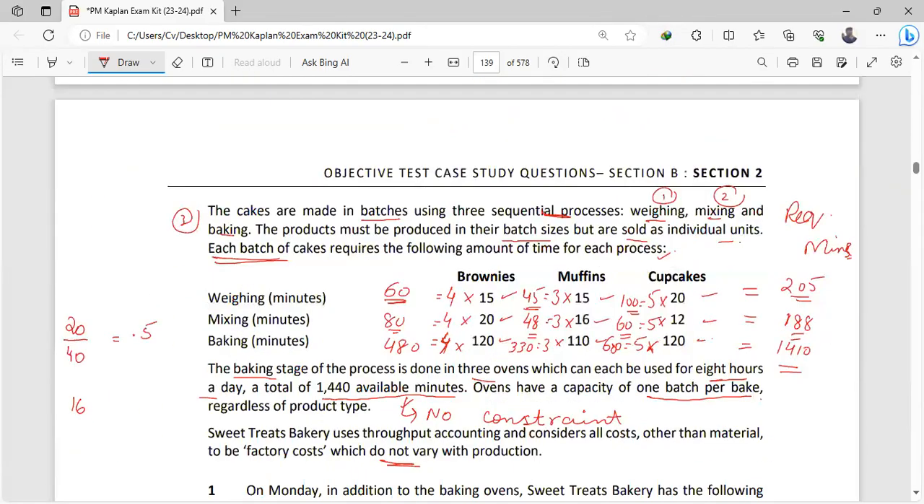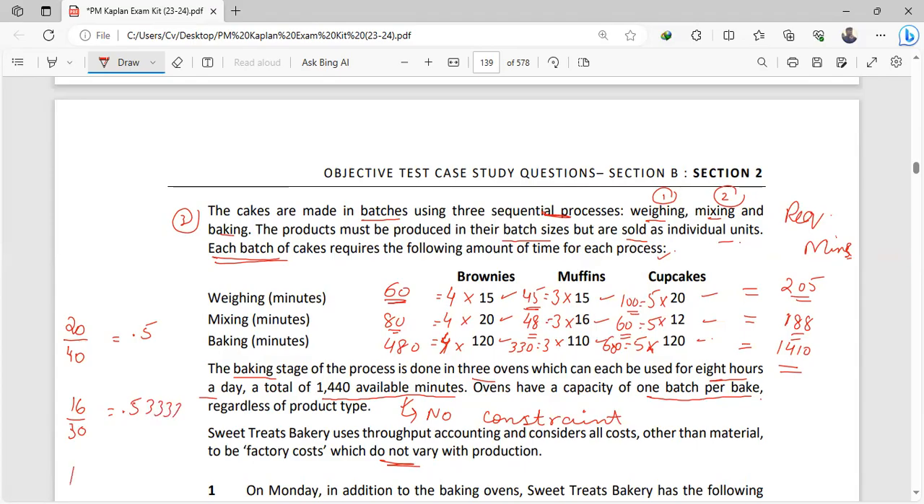So divide 16 by 30 and let me know what is the answer. Can you calculate 16 by 30? It is 0.533. Okay. So it is 0.53333.